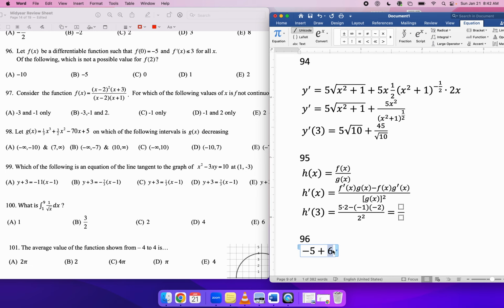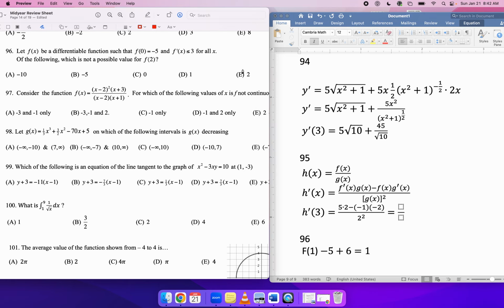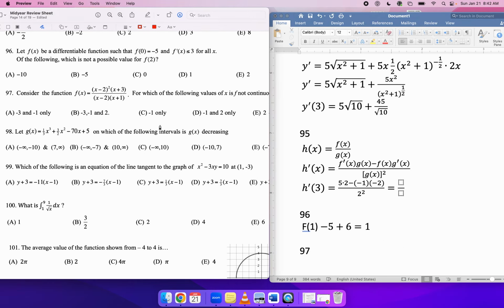And so that means the biggest that f of 2 could possibly be would be negative 5 plus 6, which is 1, right? So that's the biggest that this function could possibly be. So 2, there's no way it could be 2. There's no way that it could be 2, because 2 is bigger than 1.